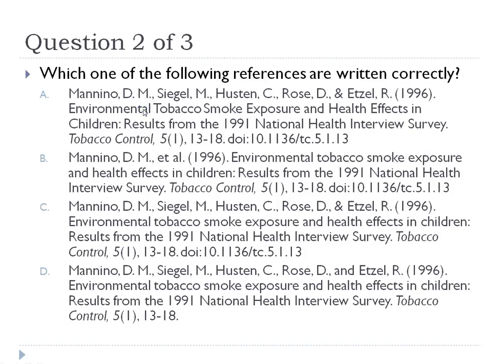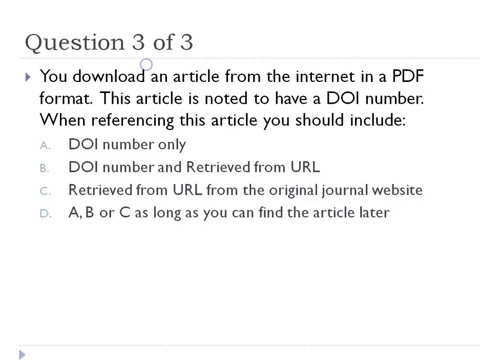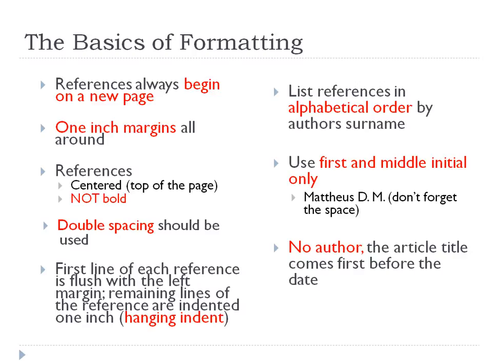Question number 2, which one of the following references are written correctly? And the last question, question number 3, you download an article from the internet in a PDF format. This article is noted to have a DOI number. When referencing this article, you should include... Great. So this is just the beginning, and by the time we finish the presentations, you should be able to go back through those questions and answer them correctly.